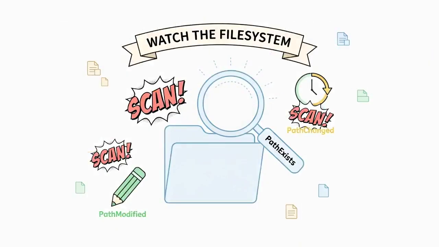A path unit is a systemd unit type that watches one or more file system paths. When a condition matches, it activates a paired service. Think of it as an inotify wait wrapped into a unit file. Declarative, managed, and integrated with the rest of systemd.